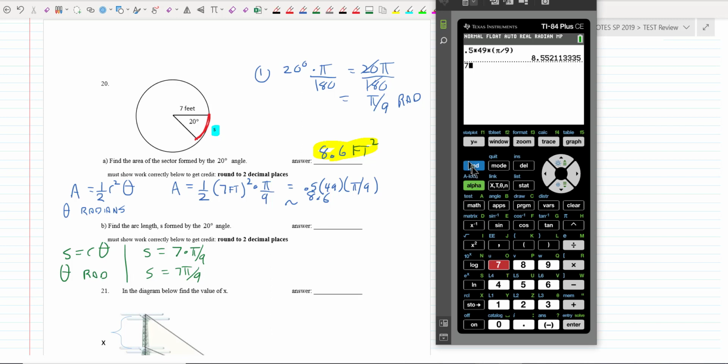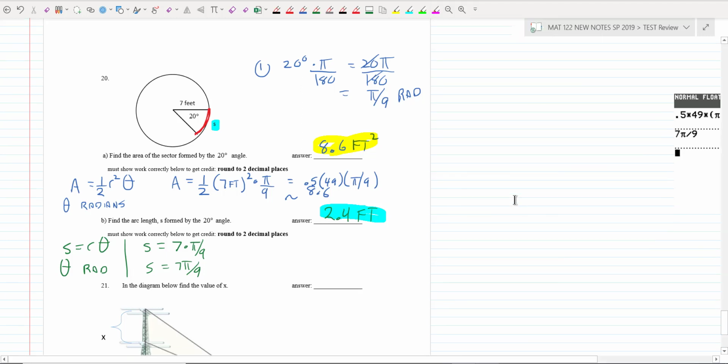So I'll just do this to get a decimal answer. 7 pi over 9 is going to give about 2.4. That's not an area, that's just a dimension of length. So that's 2.4 feet. Okay, so that's how all the calculations would work on that.